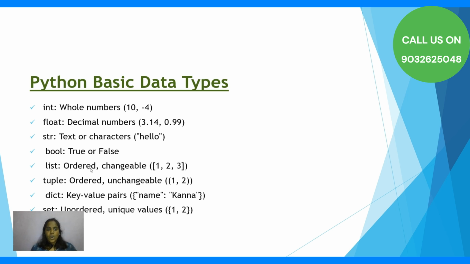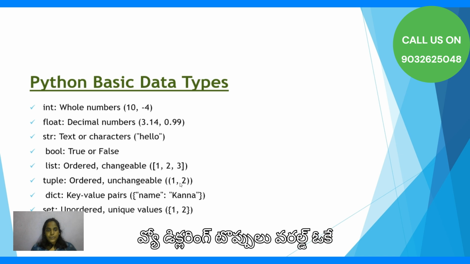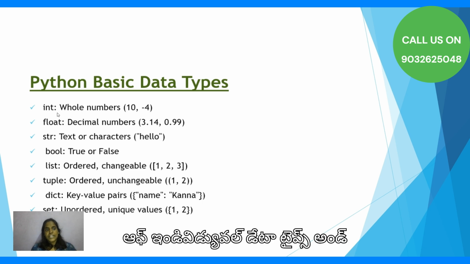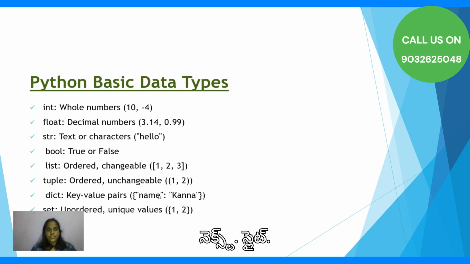List: ordered, changeable. This is the format of the list type. And tuple: ordered, unchangeable. This is how we declare tuple variables. And dict: key value pairs, like a name and its value. And set: unordered and unique values. We will see full details of the individual data types in the next slides.